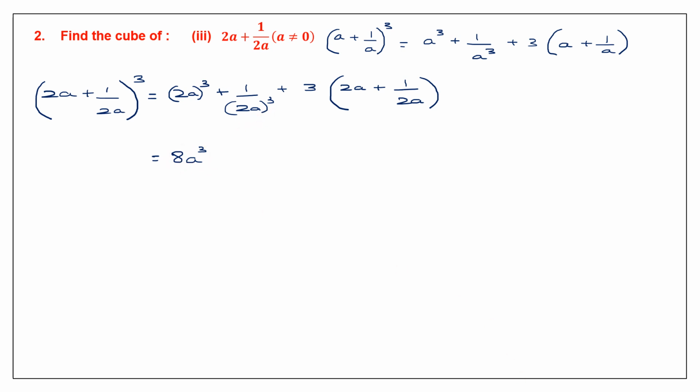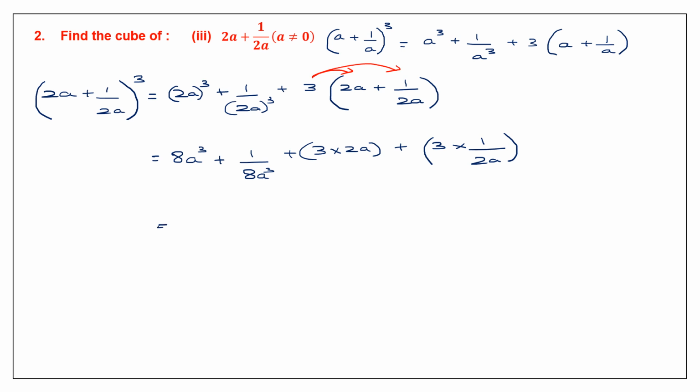Again we can write this. So that will be plus 1 by 8a cube plus 3 into, now here we need to write this, 2a plus 1 by 2a into 2a first. So that will be 3 into 2a plus, now we multiply 3 into 1 by 2a. So that will be 3 into 1 by 2a. So let's simplify this part also and see what we get finally.